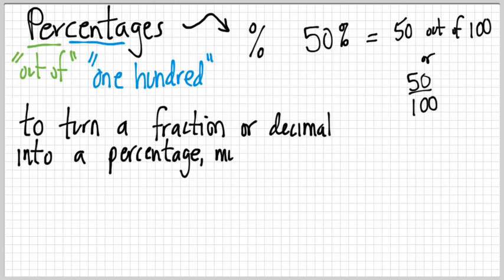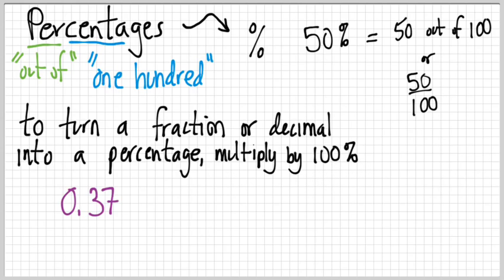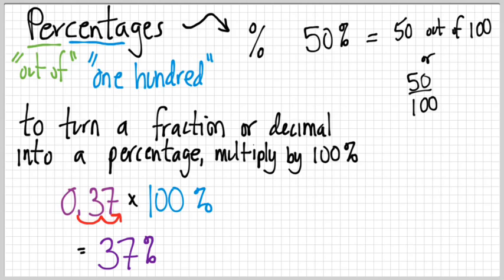One of the things you have to do using percentages is turn fractions and decimals into a percentage. And to do that, we simply multiply by 100%. Let's look at how that works. Here we have 0.37. If we want to turn that into a percentage, we multiply by 100%. When you multiply by 100, we simply move the decimal place 2 points over, so we get 37. And then the percent sign drops down and sticks on, and it becomes 37%.